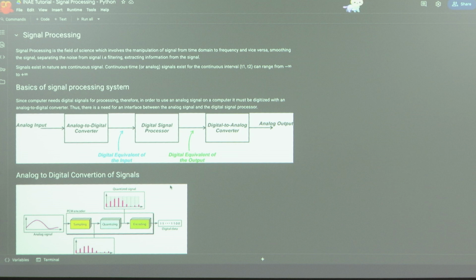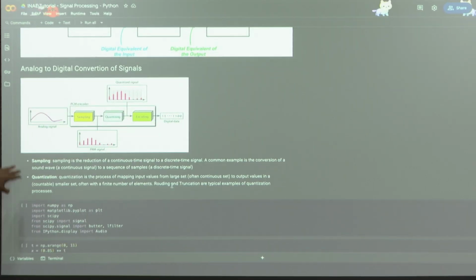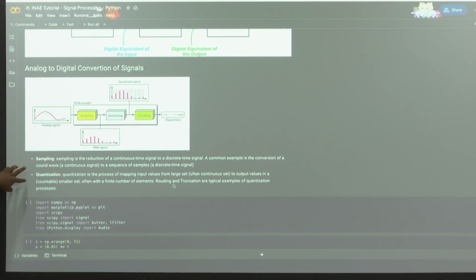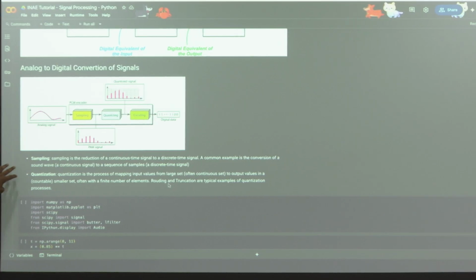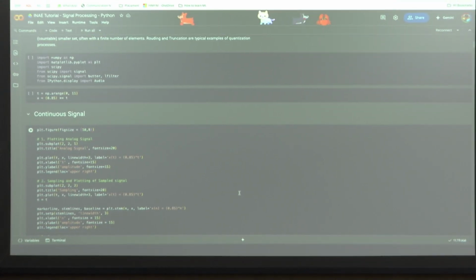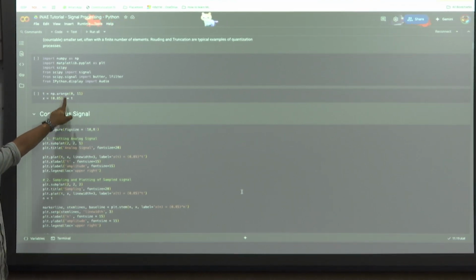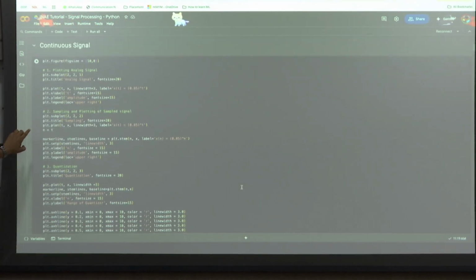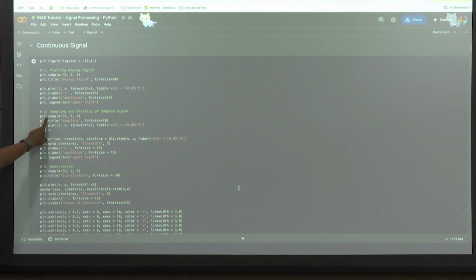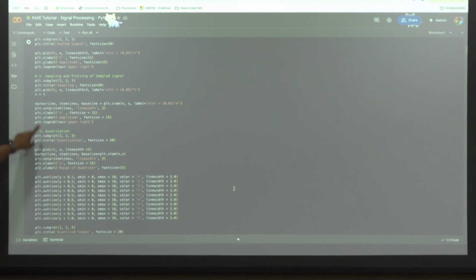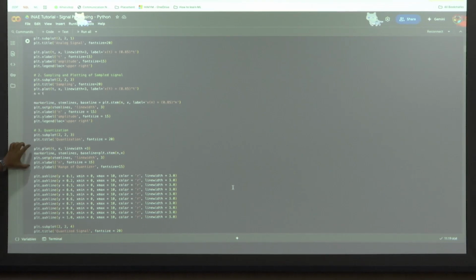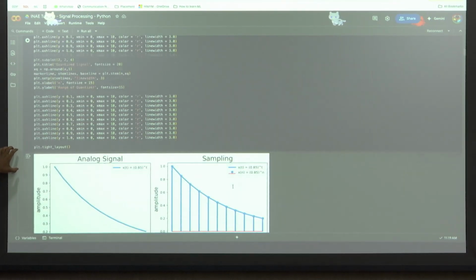Here are the basics. Basics of signal processing, which you all taught in peer learning also, and sir also did. Basics, how the analog to digital conversion happens. Sampling and quantization, which sir did today only. So I have started with a very basic signal, which was 0.85 to the power t square. For a continuous signal, I am doing sampling as well as quantization. As you can see, the sampling code and quantization code.